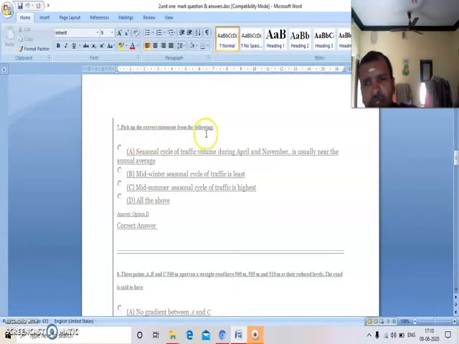Okay. Next one. The minimum design speed of various types of highways in plain terrain is the same as the ruling design speed of. Options: rolling terrain, mountainous terrain, steep terrain, none of these. D is the correct answer.